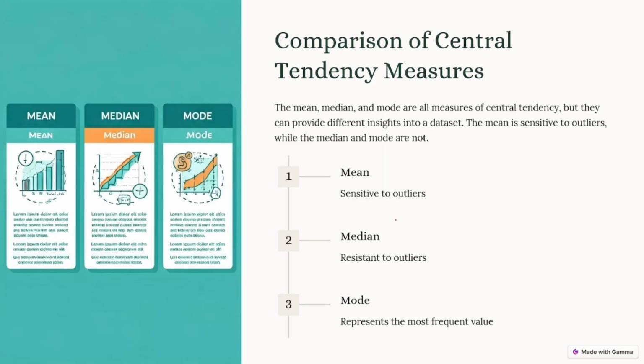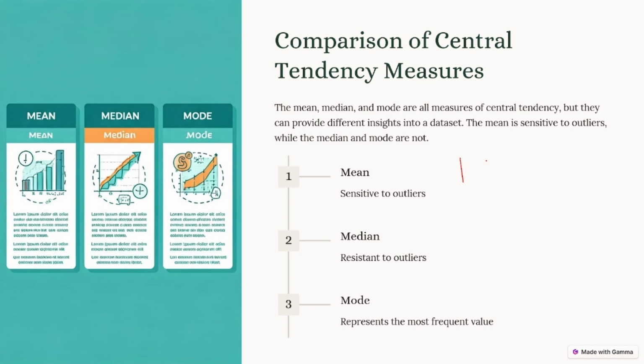So when you have a data set and you find out those values, mean, median, and mode, sometimes you can't take a decision directly because the mean is very sensitive to outliers. So for example, I will show you.